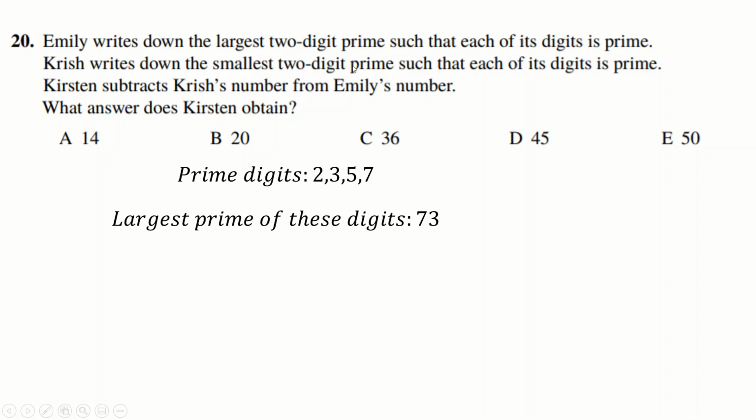This other person writes the smallest one that you can do with this. Well, again, start with the smallest number this time. 22 isn't prime, but 23 I think is. And the difference between these numbers is 50, which is going to be the answer.